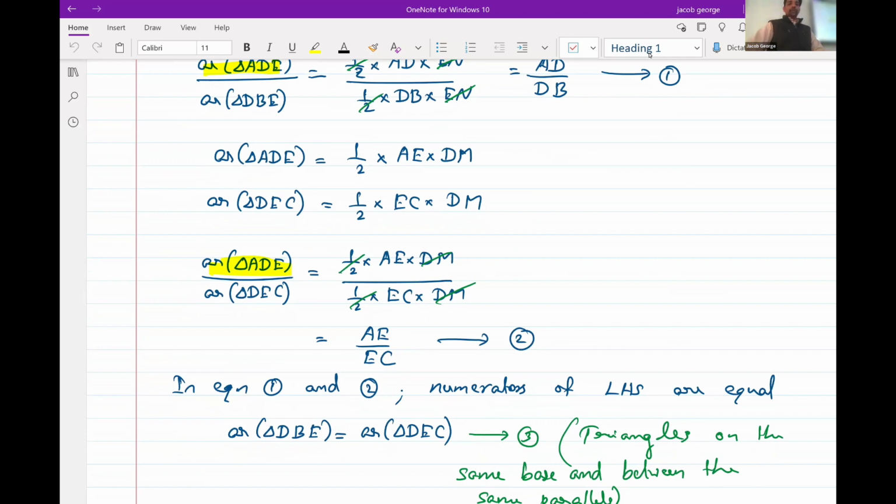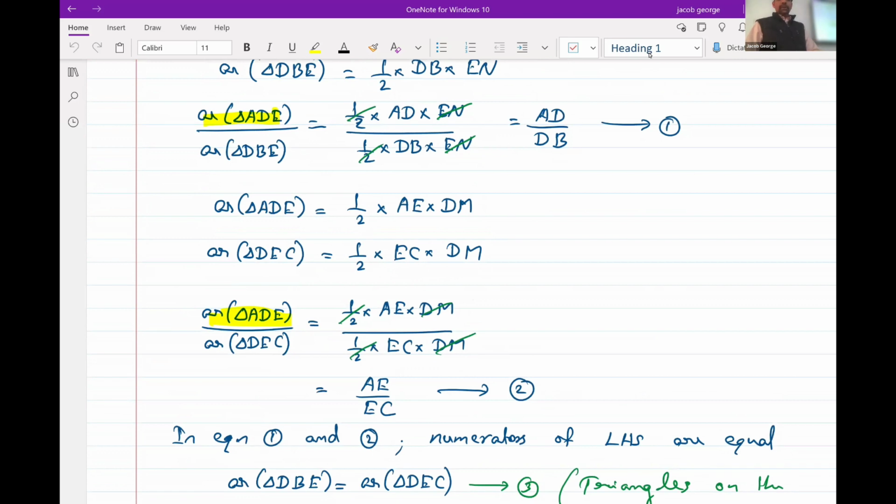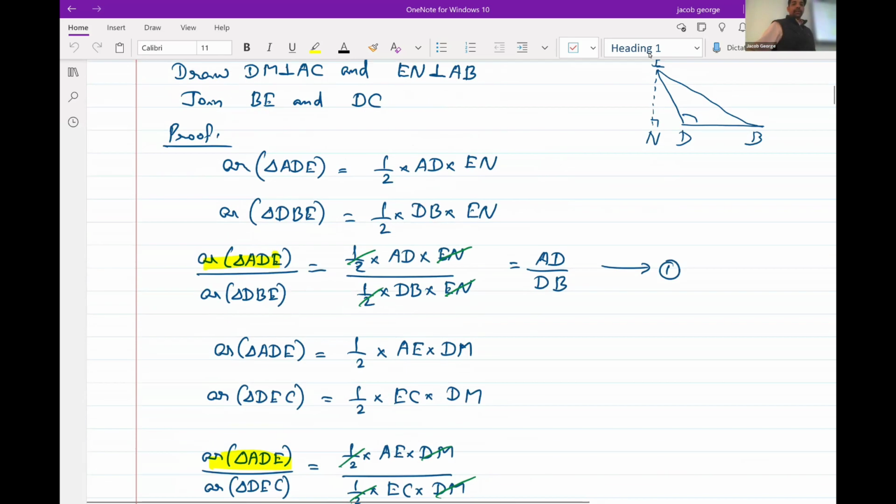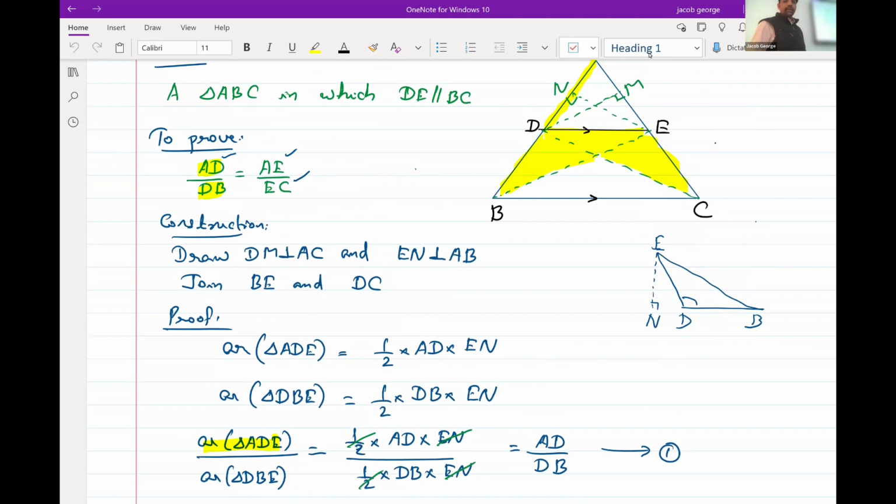Now from equations 1 and 2, numerators are equal. Are they equal? So we will write it. Numerators of left-hand sides are equal. Then the denominators, are these denominators equal? Yes. It doesn't look equal, but they are equal areas. How? These type of triangles are called the triangles on the same base. Look at this shaded triangle, DBE and DEC. They are triangles on the same base.